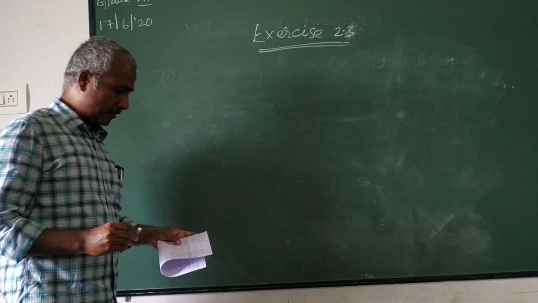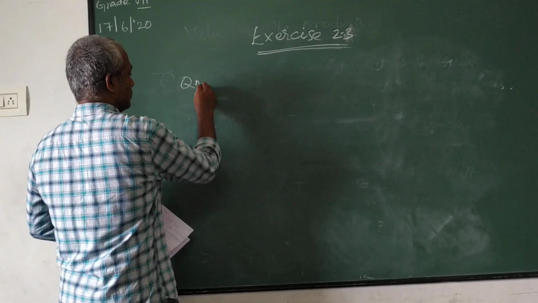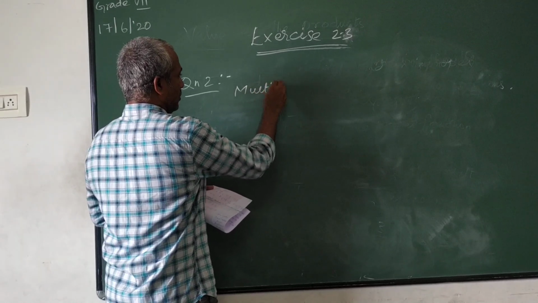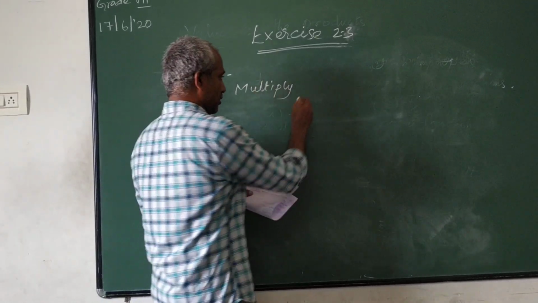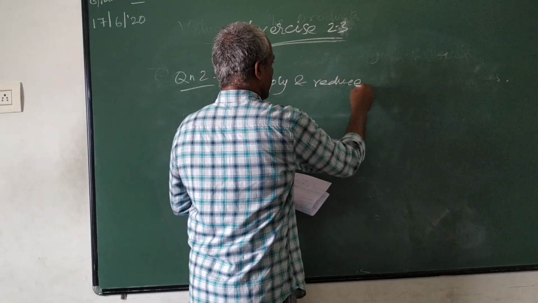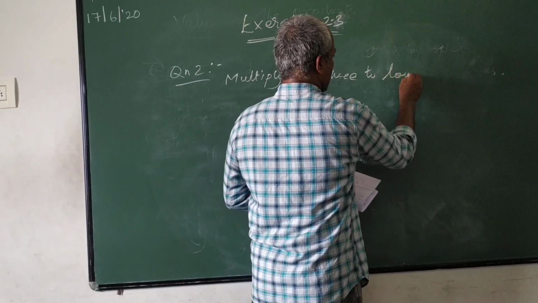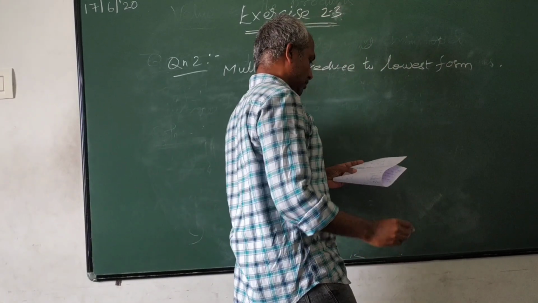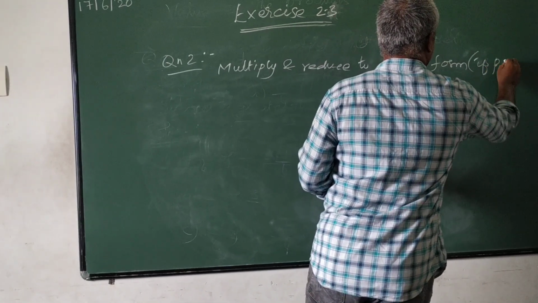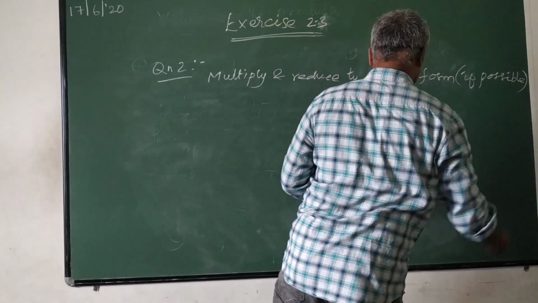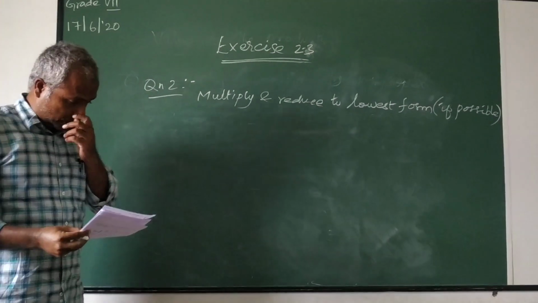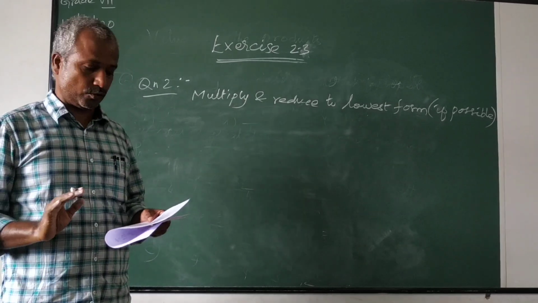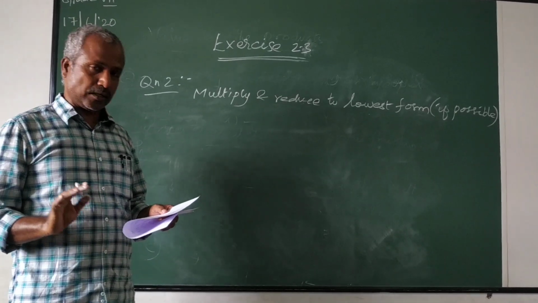Okay children, we will move to question number 2. Multiply and reduce to lowest form if possible. In this question, you have 7 subdivisions. Among the 7 subdivisions, I am going to do 3 problems. I am going to do the first one, the third one and the fifth one.